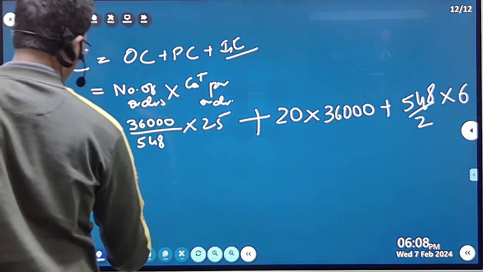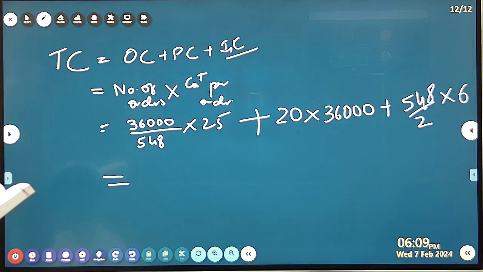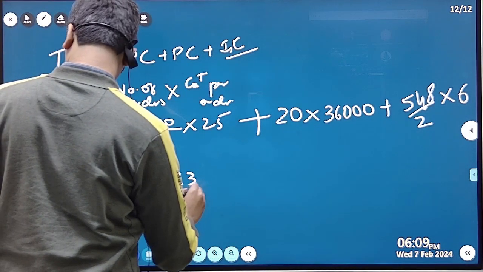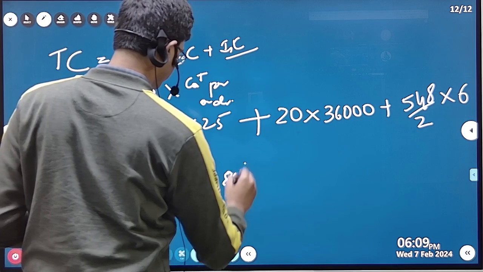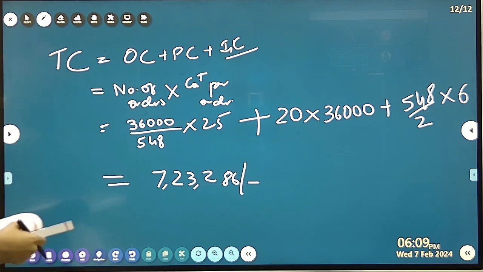So how much does this come to be? Hoping he got the right answer only. He says 723,286. You can verify if you're getting the same answer. Yeah. So this is the total cost and your EOQ. That is part 1 of your problem. Okay.